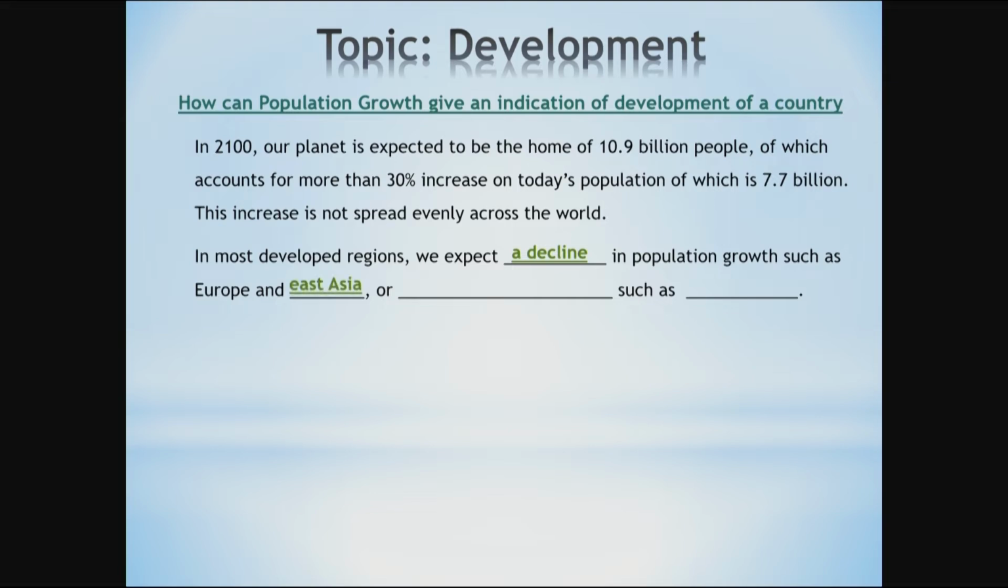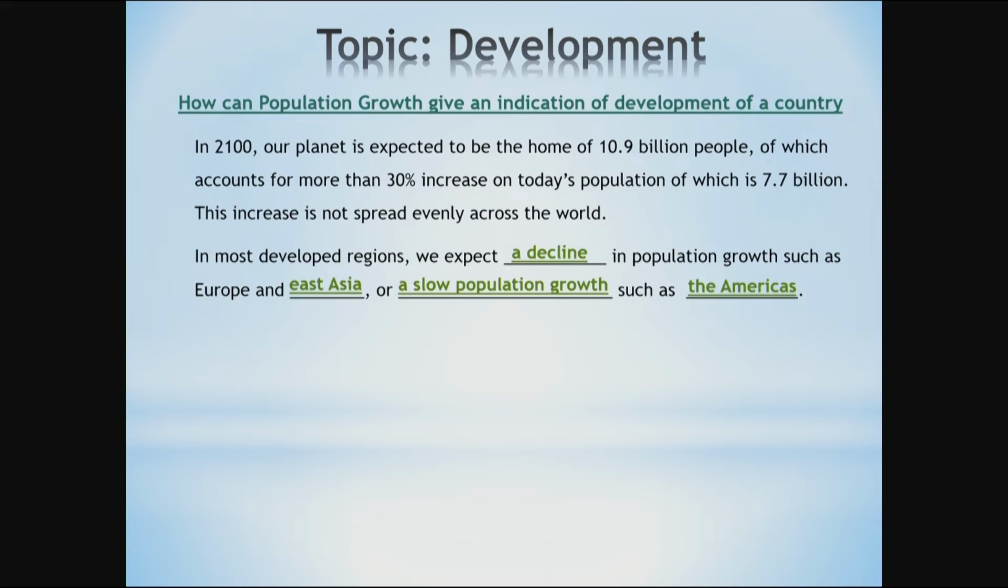And East Asia. So it's not only in Europe but also in East Asia. We're talking about countries like Taiwan, South Korea, and Japan, so in East Asia. Or a slow population growth such as the Americas. Here are the most developed regions, okay? When we talk about the Americas, we are talking about the totality of North and South America.